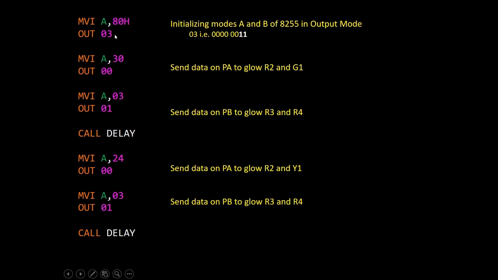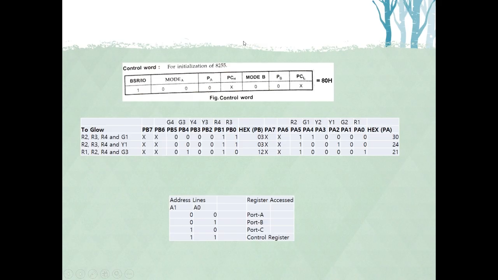Why 03? Because its conversion in binary is this, and the last two digits are 11, because to access the control register we have to supply address lines A0 and A1 as 1 and 1 respectively.